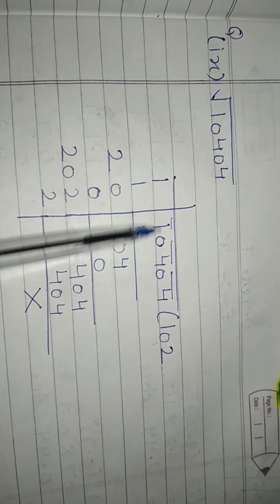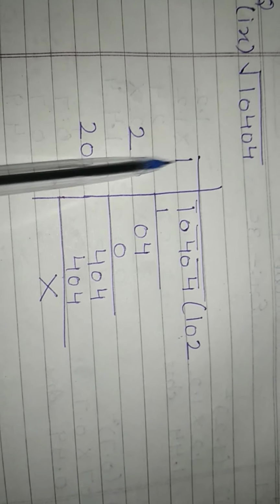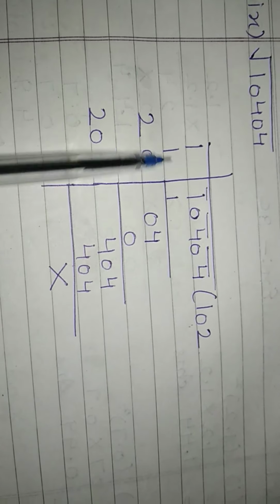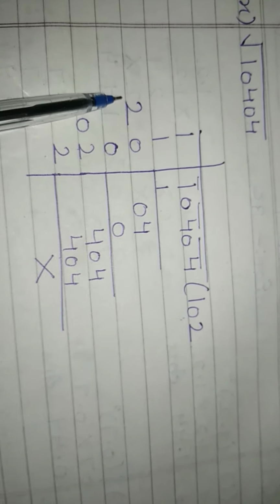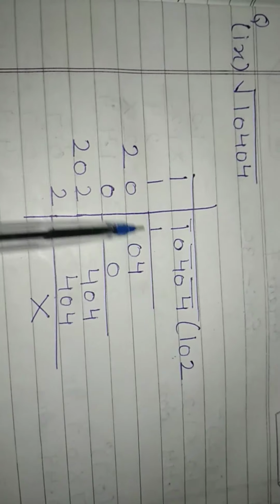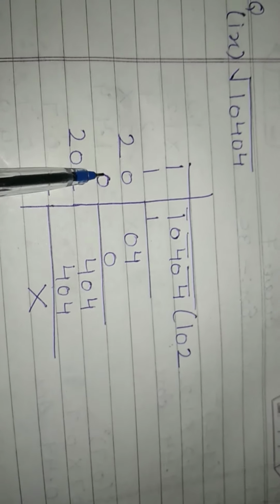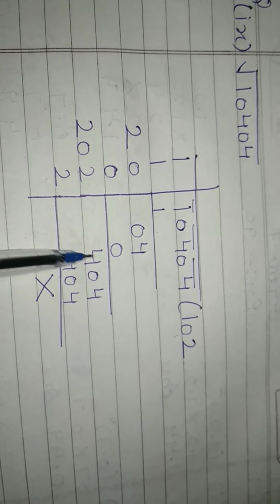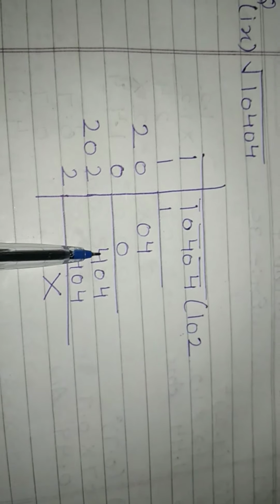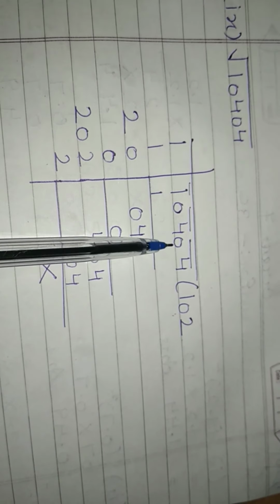In the ninth part we have 1 multiplied by 1 gives us 1. 1 plus 1 gives us 2 here. Now we can't subtract 20 from 4. So here we will multiply it with 0. Now we have this 4 as remainder and we will take the next digits of this period, 404.